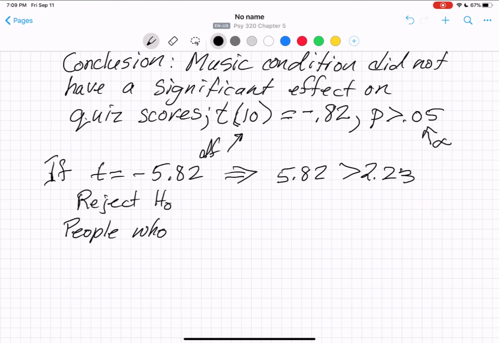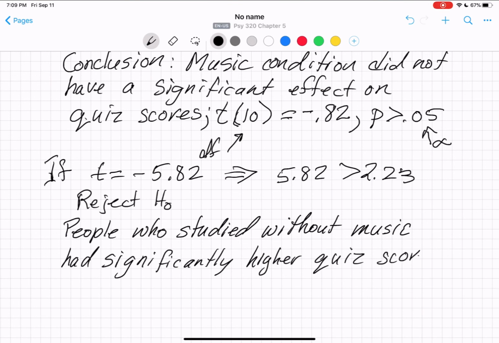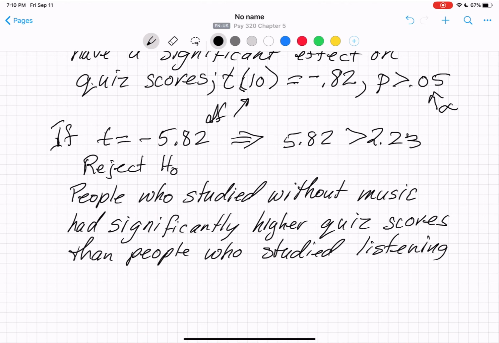people who studied without music had significantly higher quiz scores than people who studied listening to classical music.